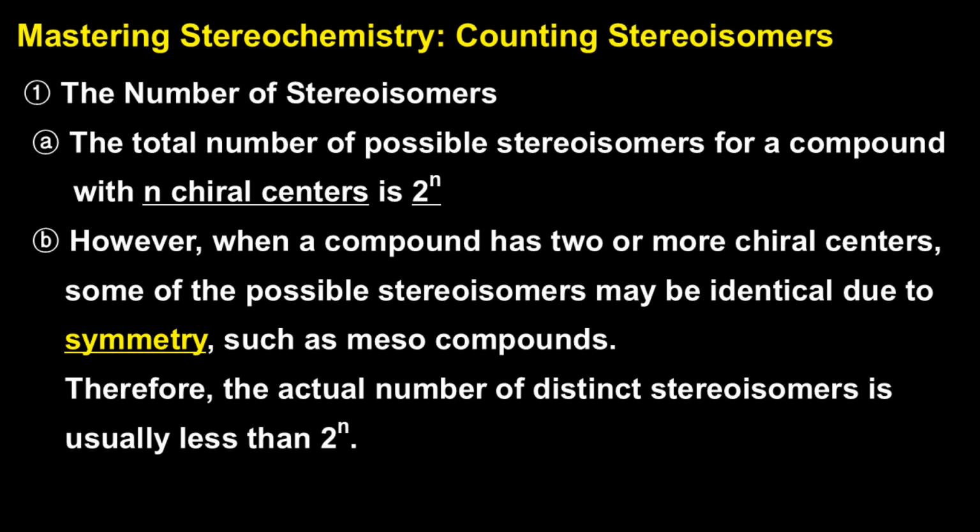At first, this formula seems pretty straightforward, but here's the catch. It only works if all the stereoisomers are actually distinct. In reality, some molecules have internal symmetry, which makes some stereoisomers identical. So the actual number of stereoisomers can be less than the formula predicts. That's why just using the 2 to the n rule isn't enough. To get the correct number, we need to draw out the structures and check for symmetry. Now that we know why symmetry matters, let's dive into some real examples and see how this works in practice.